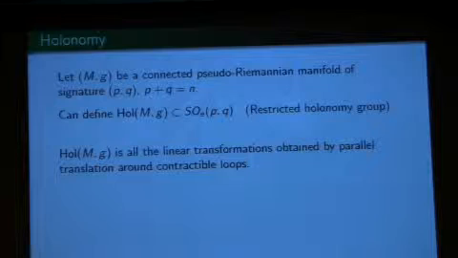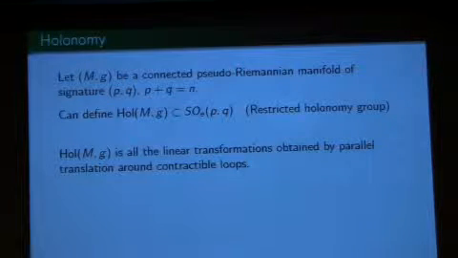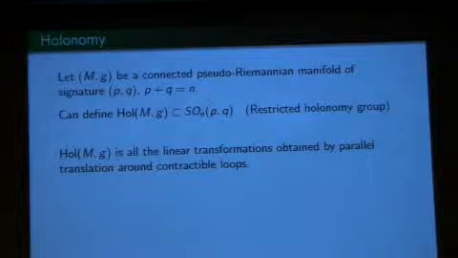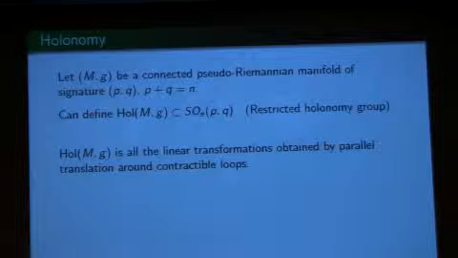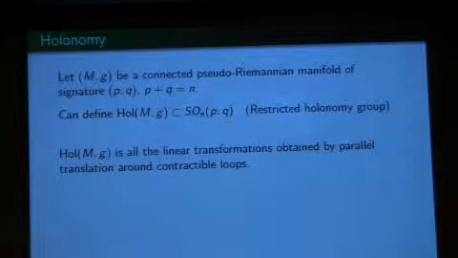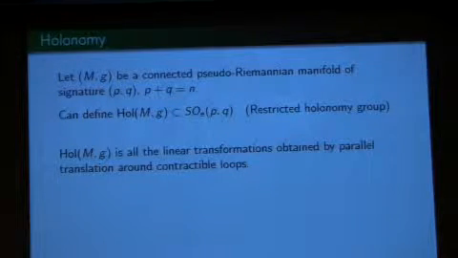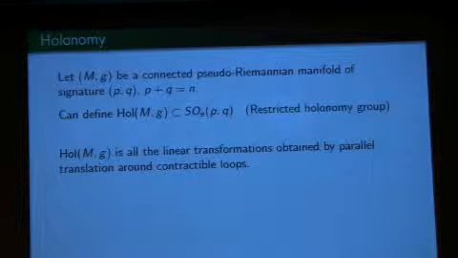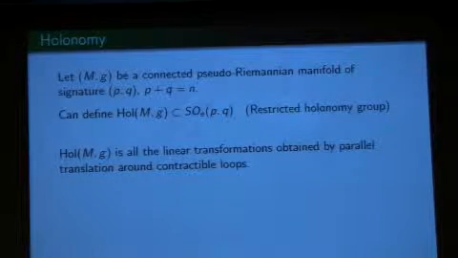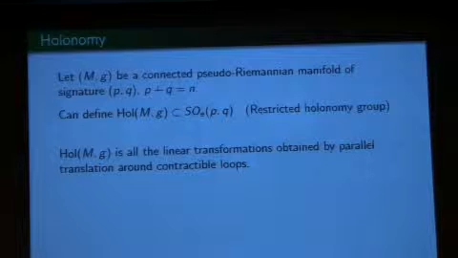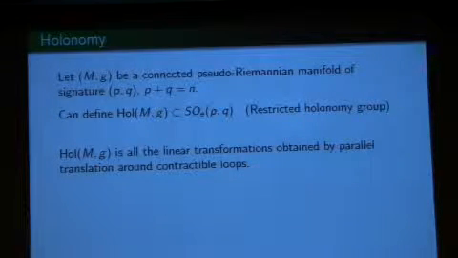That defines a linear transformation from the tangent space at the point to itself. The set of all the linear transformations you get that way is a group, and that's the holonomy group at that point. Since the metric is parallel, that linear transformation has to be an orthogonal transformation for the metric. So we get a subgroup of the orthogonal group in that signature, and the group is always connected because my loops are contractible.